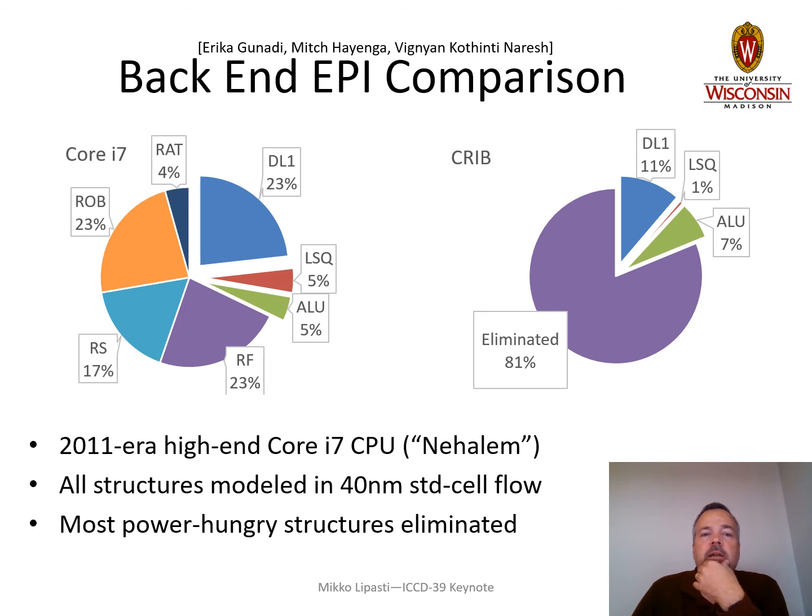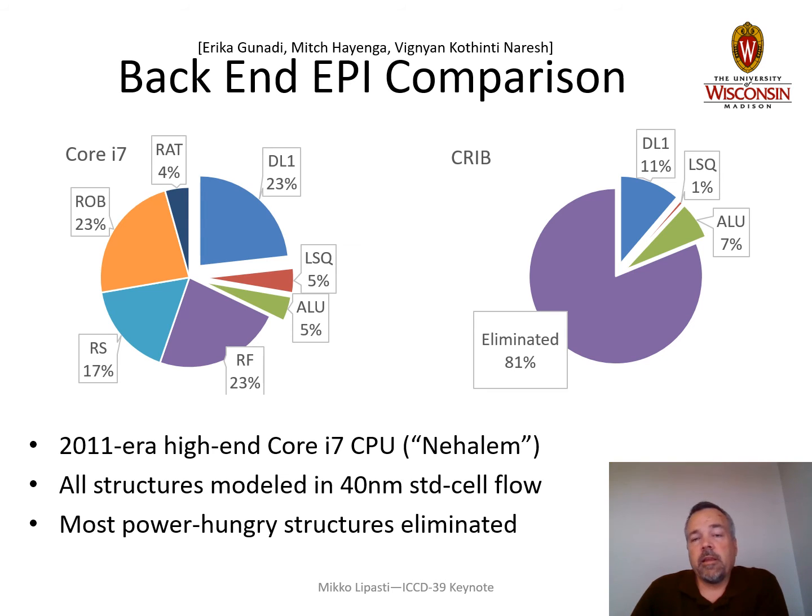This is all based on standard cell synthesis to a 40 nanometer process of a 2011 era high-end Core i7 CPU, the Nehalem microarchitecture, compared to crib. On the left, you see that the rename table, the reorder buffer, the reservation stations, and the register file consume the lion's share of all of the energy in the back end of this processor, energy per instruction. On the right-hand side, all of those pieces are eliminated in the crib design, and those add up to 81% of the total energy budget of that Core i7. All that's left is really the level 1 data cache DL1, the load store queue, and the ALU.